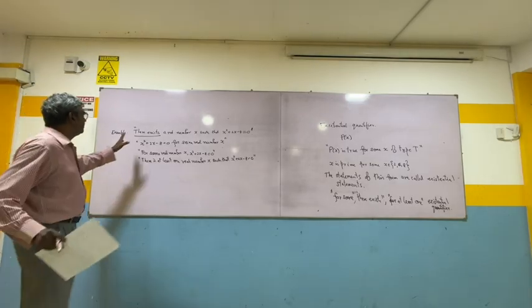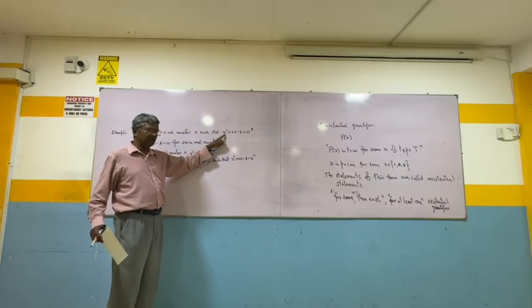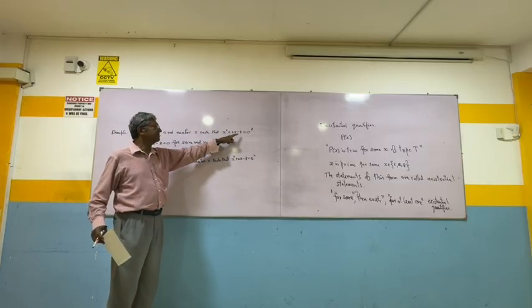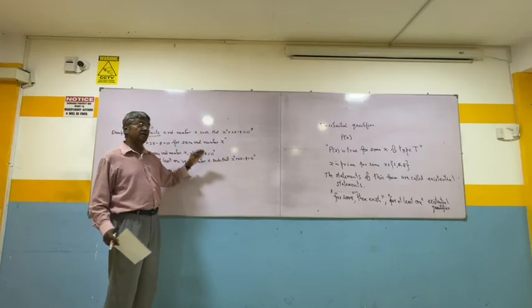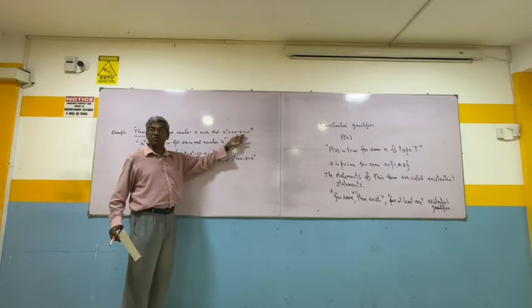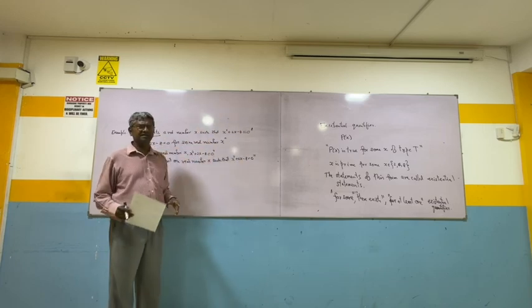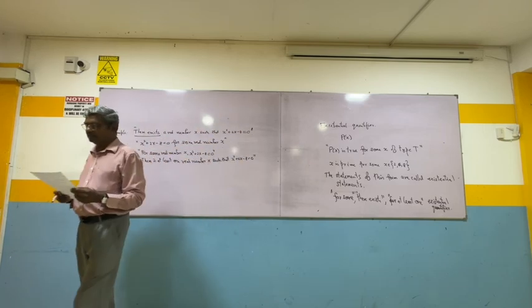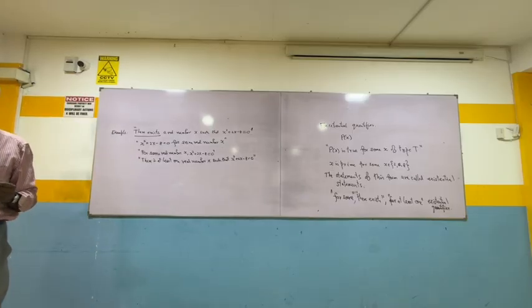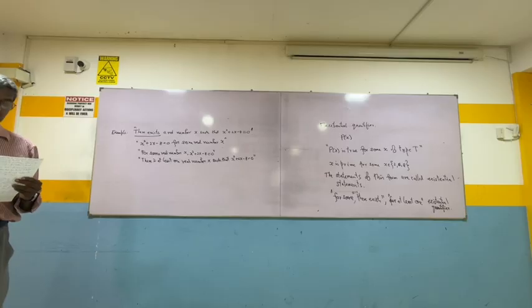Got it? In order to prove an existential statement, you have to find one x such that this thing is true. In order to disprove, you have to prove this is not true for any x. Got it? So here, for example, show that x squared plus 2x minus 8 is equal to 0 for some real number x.